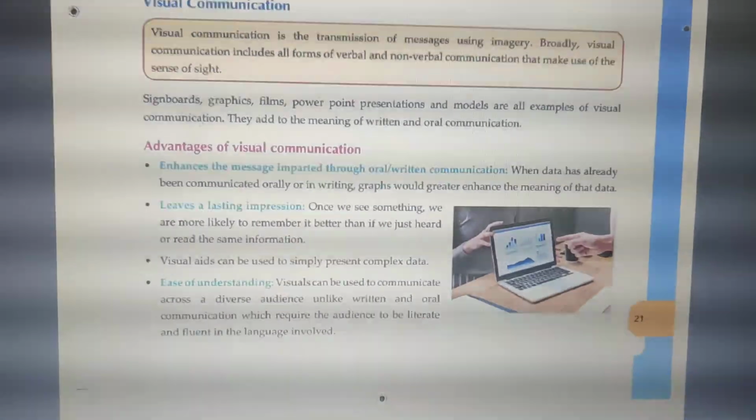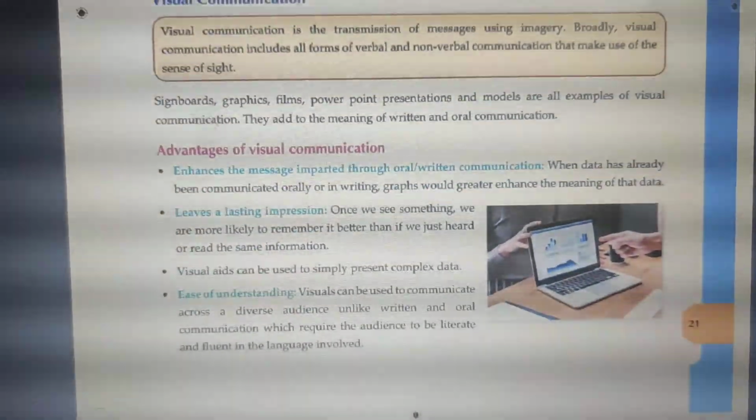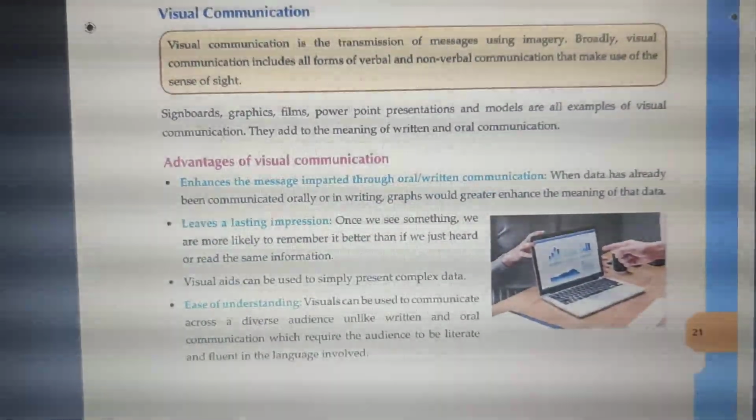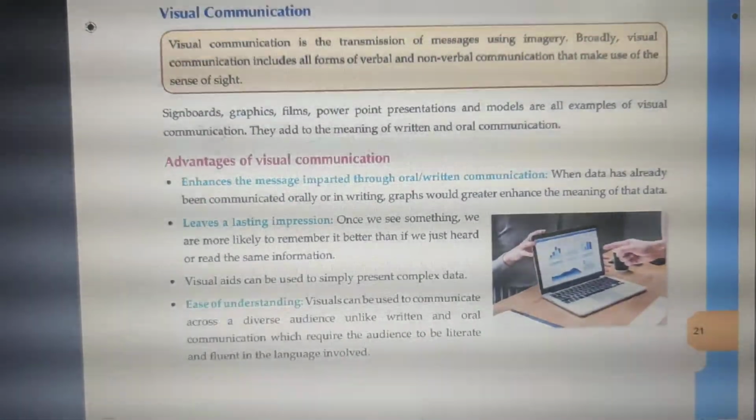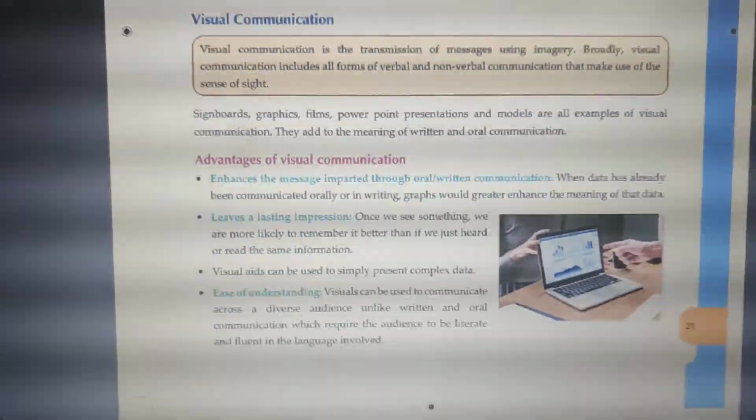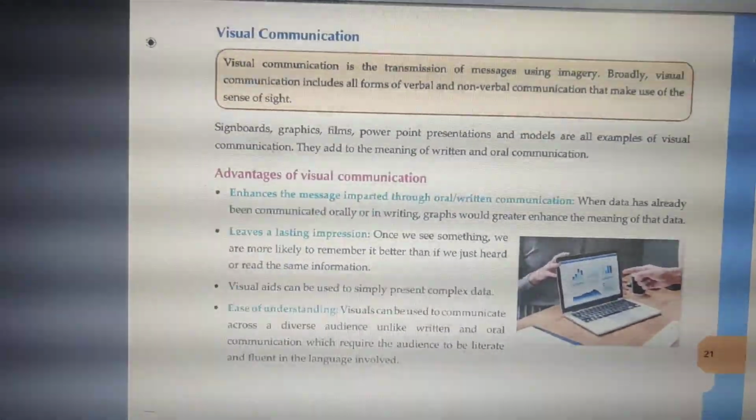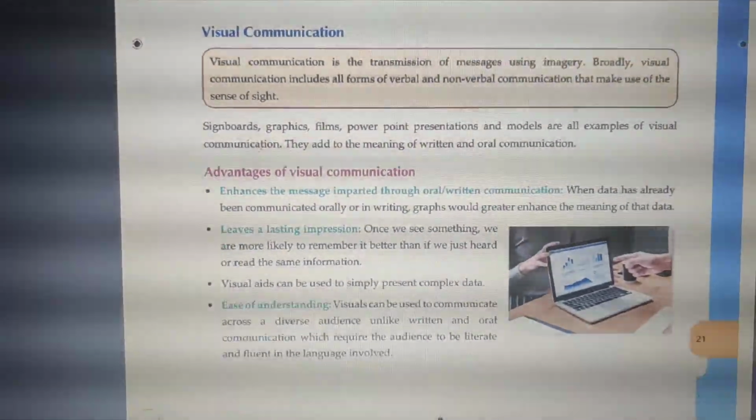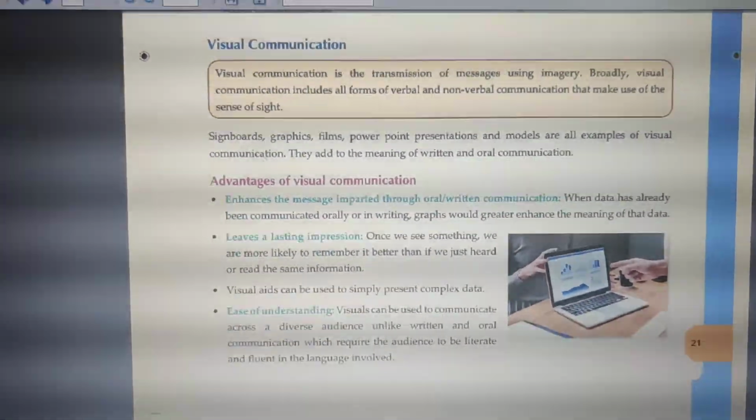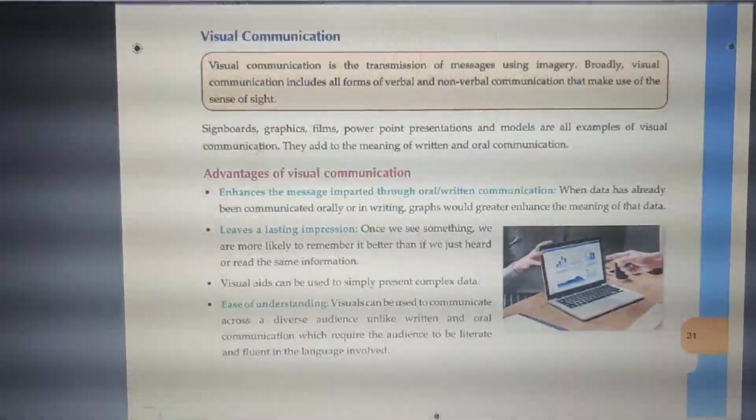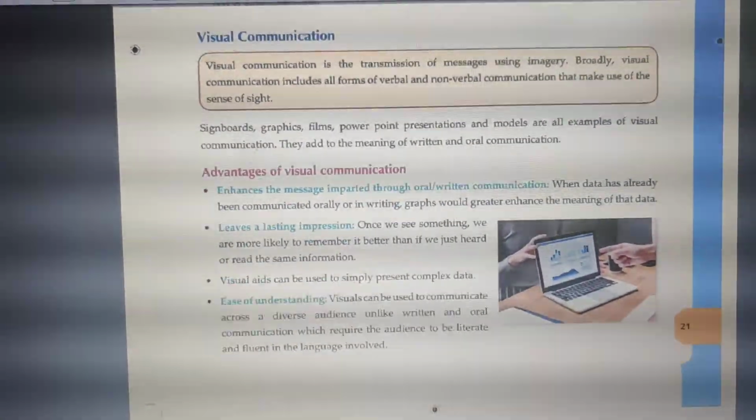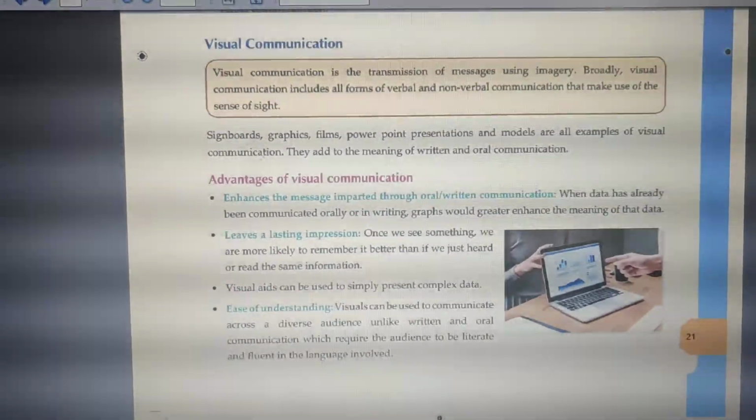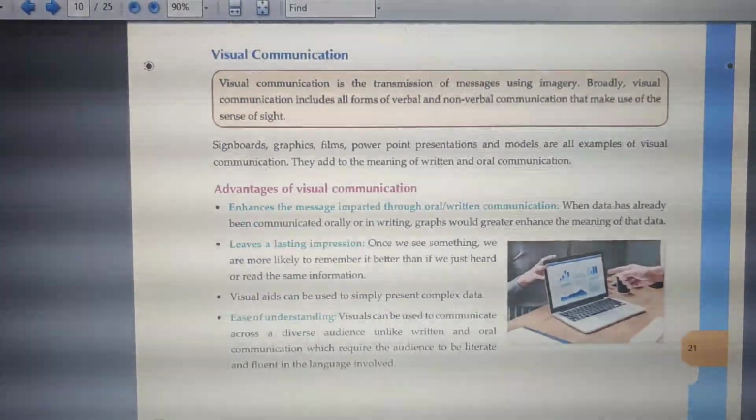Next is leave a lasting impression. It means once we see something, we are more likely to remember it better than if we just heard or read the same information. So this means that if we actually see something which is more interesting, we remember it better.